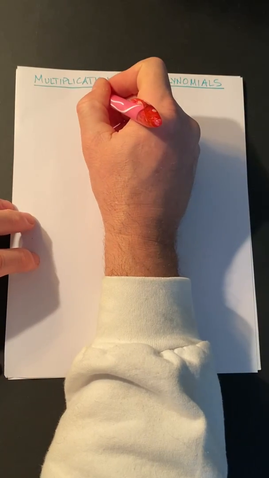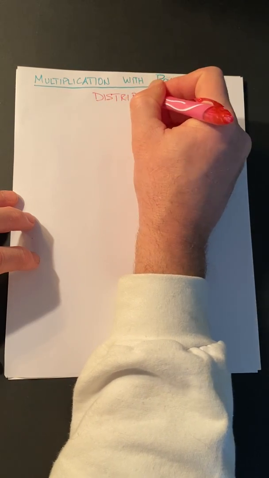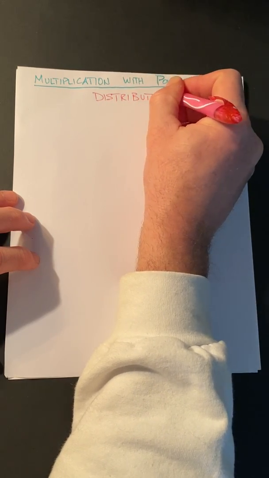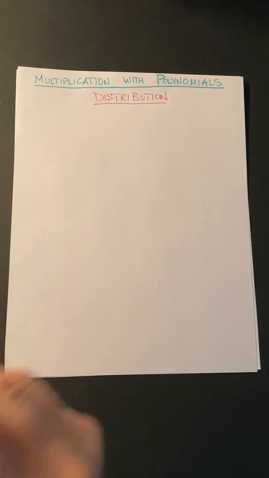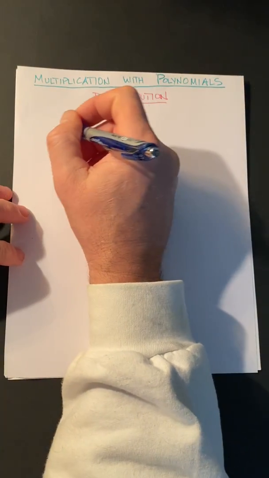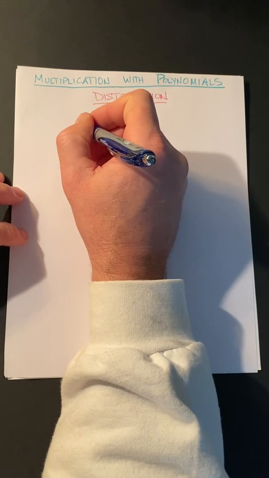Hello once again, everybody. So today's lesson is on multiplication with polynomials. And really what this lesson boils down to is a lesson in distribution with polynomials. Okay? So that's what we want to be thinking about when we're doing these problems. So the most basic one is really multiplying one polynomial by a binomial, okay?